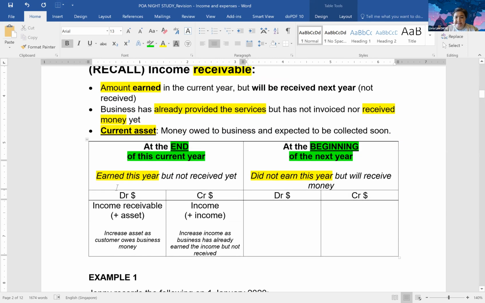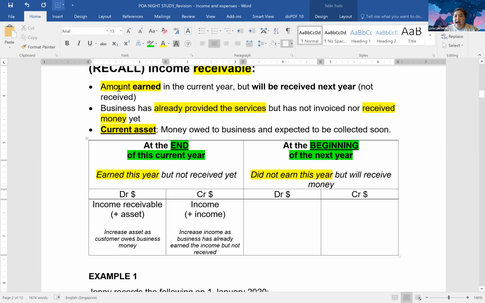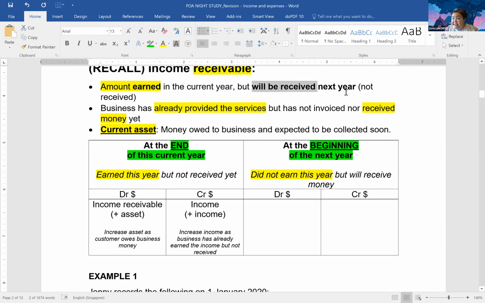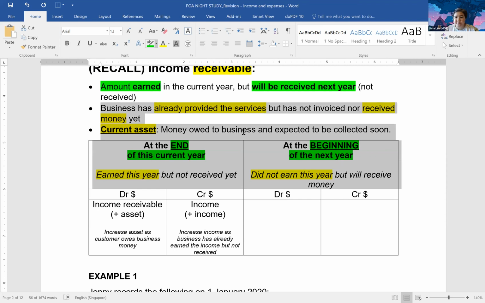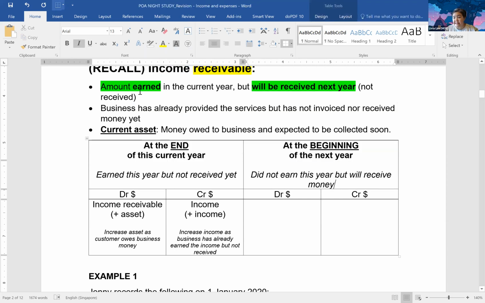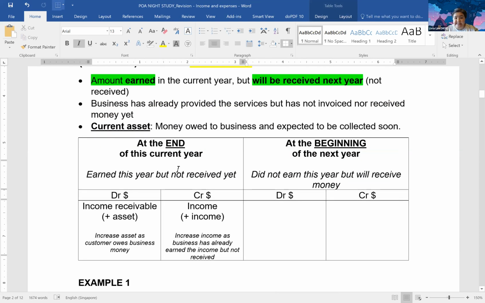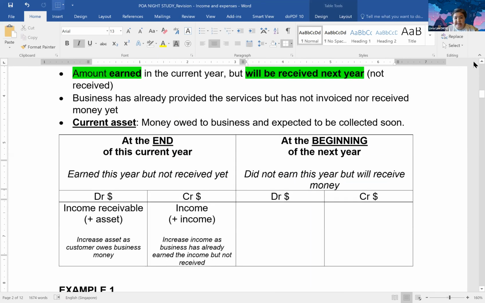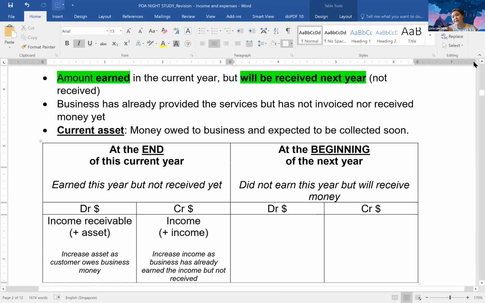Now, at the end of this year, let's remember, I have earned the income in this year, but I will only receive it next year. So these two items, let's remember, the one in green that I am showing you now. The rest I'm going to take away the color so that we are not confused by too many colors. These two items I want you to focus on: you have already earned the income this year, but you will only receive it next year.